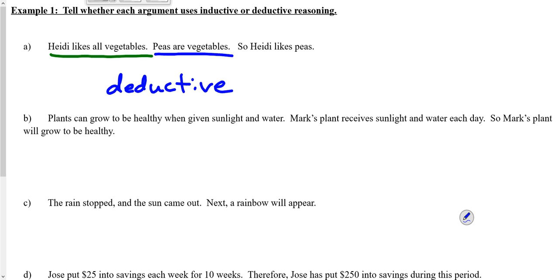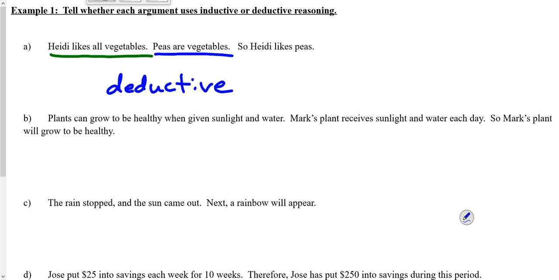Deductive reasoning. We're not looking at a pattern here. We're not making a guess. We're looking at the facts. Heidi does like all vegetables. Peas are vegetables. So Heidi likes peas.